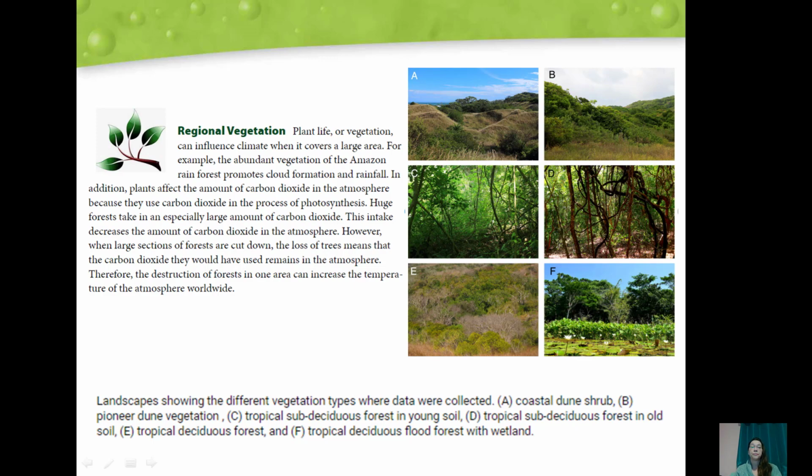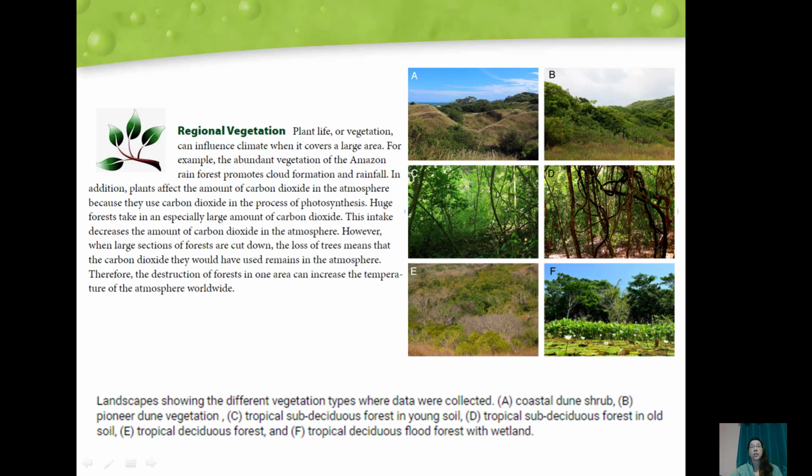Regional vegetation. Plant life or vegetation can influence climate when it covers a large area. For example, the abundant vegetation of the Amazon rainforest promotes cloud formation and rainfall. In addition, plants affect the amount of carbon dioxide in the atmosphere because they use carbon dioxide in the process of photosynthesis. Huge forests take in an especially large amount of carbon dioxide. This intake decreases the amount of carbon dioxide in the atmosphere.